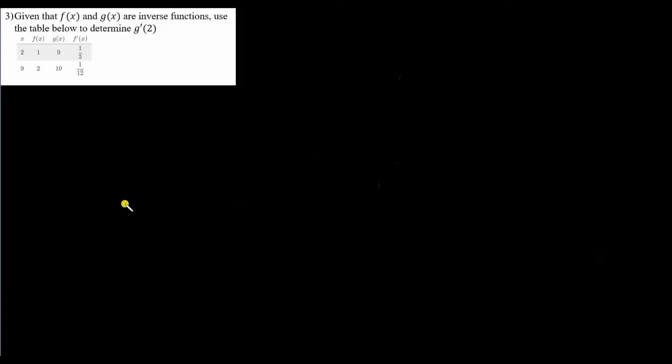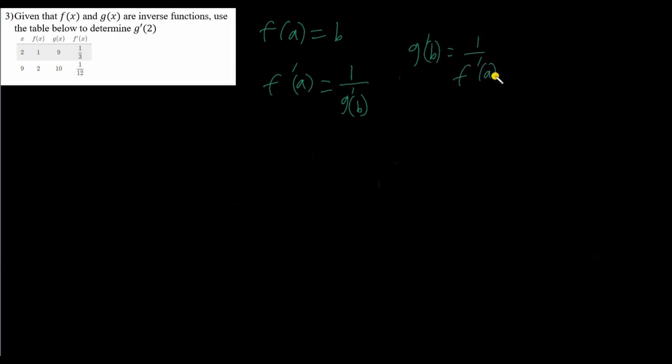Okay, question 3. This is going to be a pretty quick one. We're given that f of x and g of x are inverse functions, and we're supposed to determine g prime of 2. So to solve this question, you need to know the formula for derivatives of inverse functions, and that's if f of a equals b, then f prime of a is equal to 1 over g prime of b. Okay? I can solve this equation for g prime of b because that's what we're looking for.